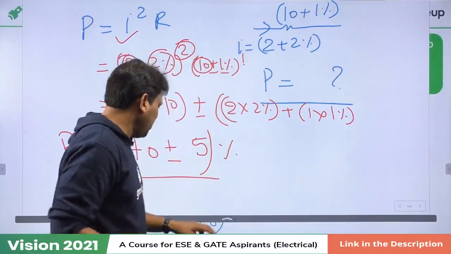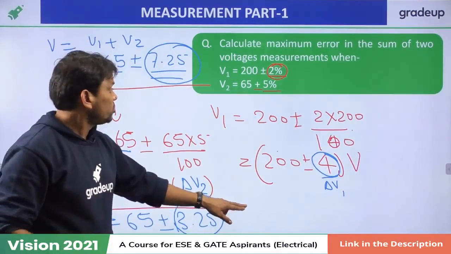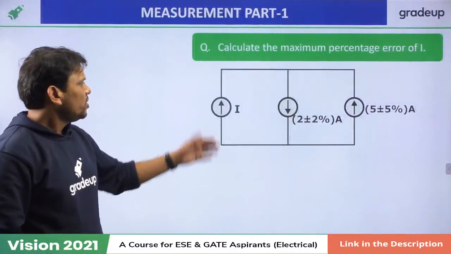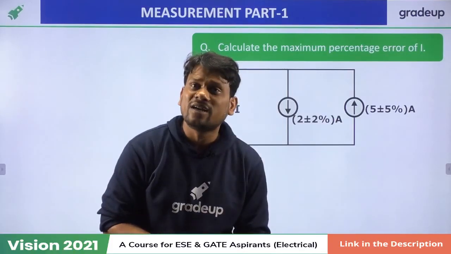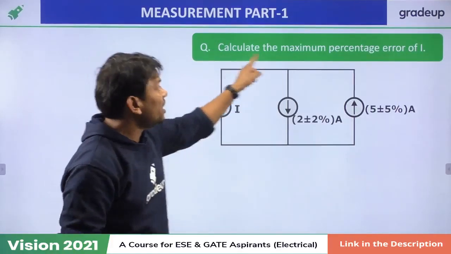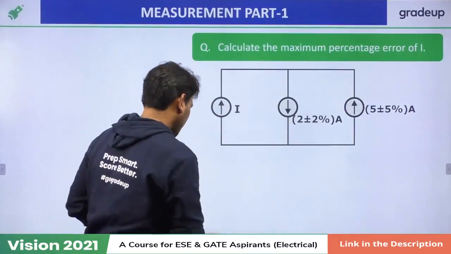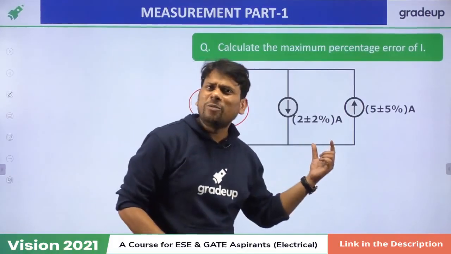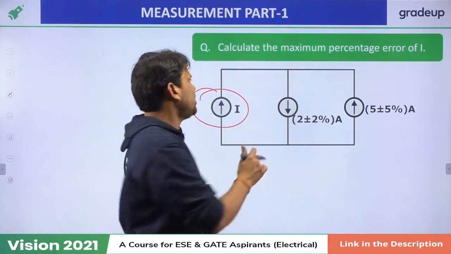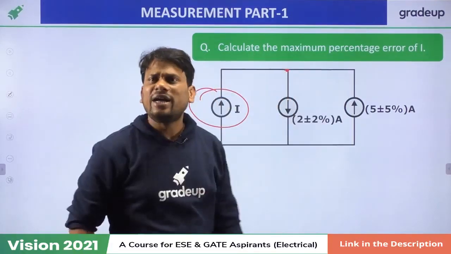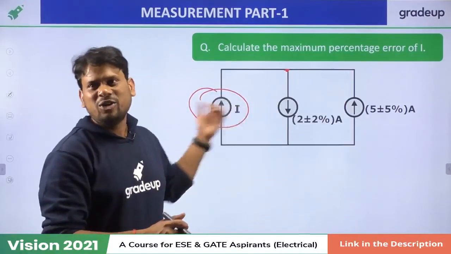Now, I'm going to give you 2 examples for homework, and please try to solve all these problems. So this is your first problem. Calculate the maximum percentage error in I. Please mind it, calculate the maximum percentage error of this I. Here we have 3 current sources, and according to KCL, we know that the algebraic addition of currents at a particular node is always 0. By that, we can calculate all these things.